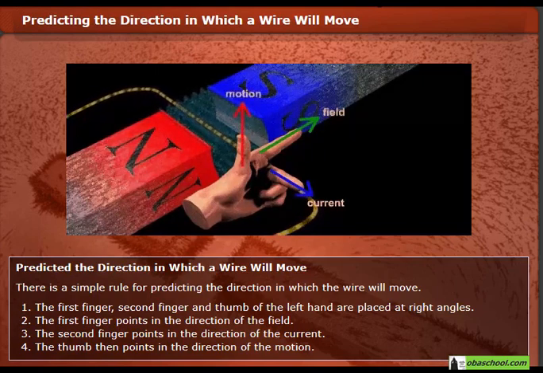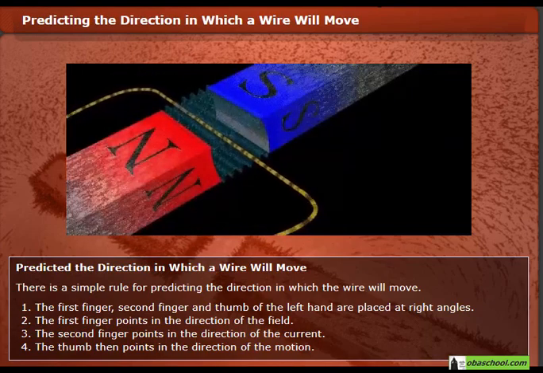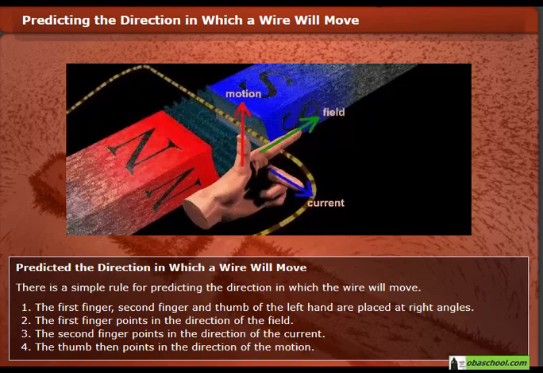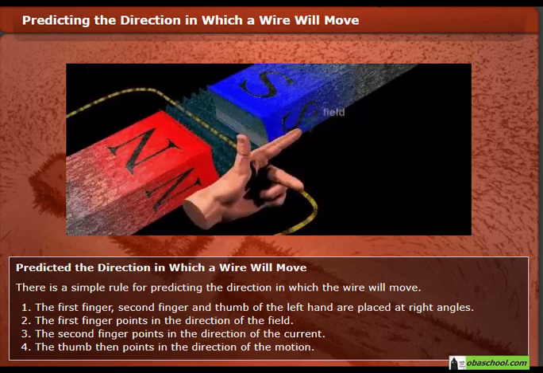1. The first finger, second finger and thumb of the left hand are placed at right angles. 2. The first finger points in the direction of the field. 3. The second finger points in the direction of the current. 4. The thumb then points in the direction of the motion.